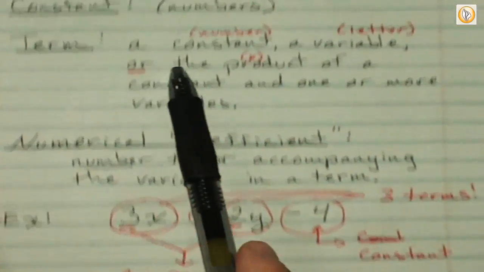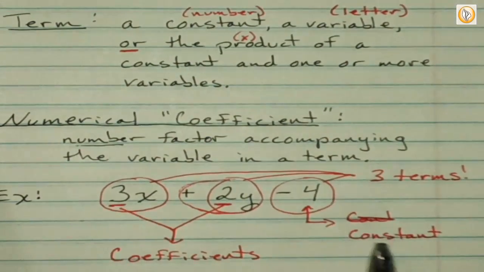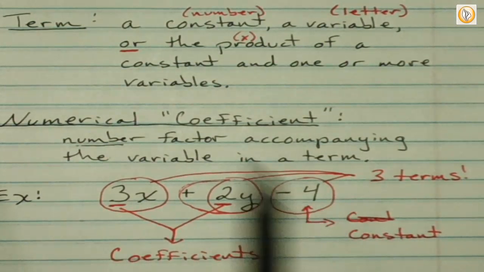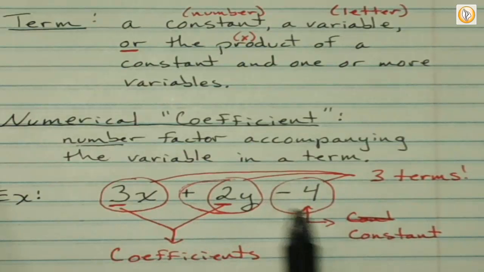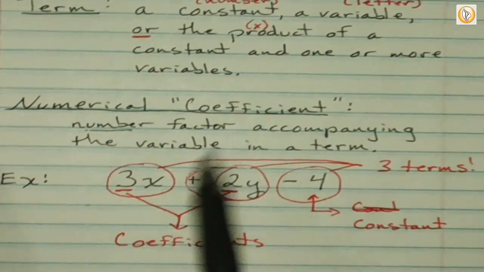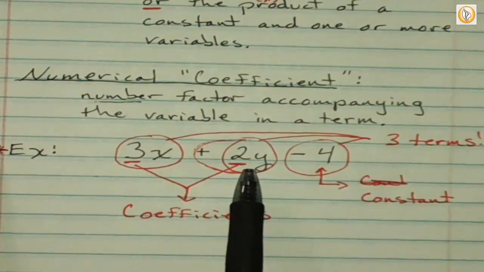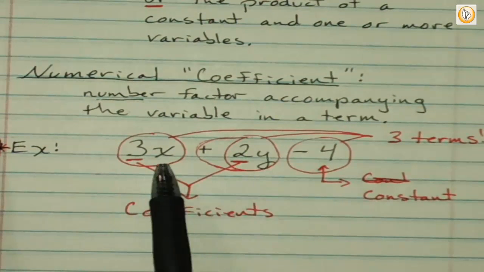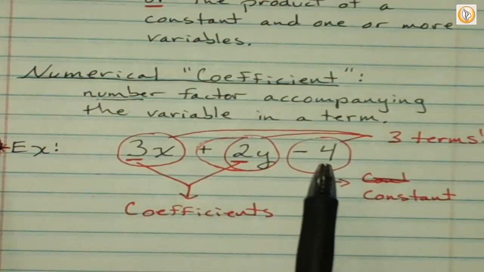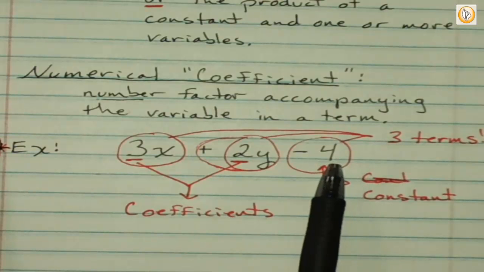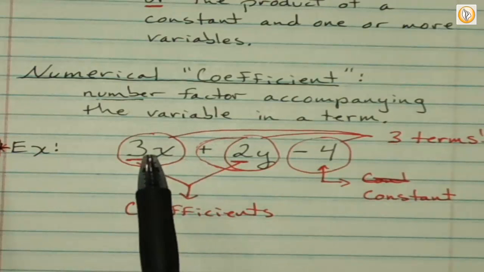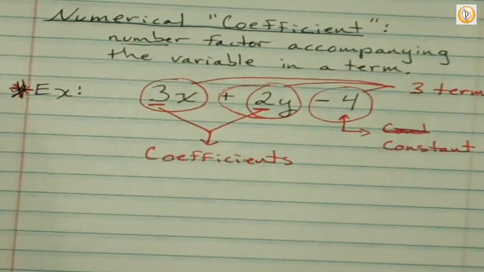So y'all need to make sure you kind of understand: constant is the number. Terms are the groups of letters and numbers, but it can also be just a number. And the coefficient is the number that's associated with the letters. Is this a numerical coefficient? No, it's not, because it's not with a letter. It's not accompanying a variable, only these two. All right, let's move on.